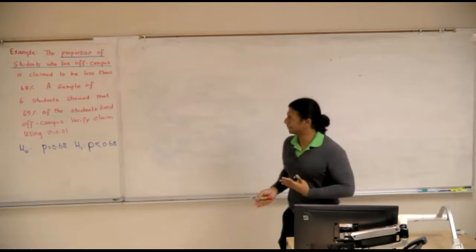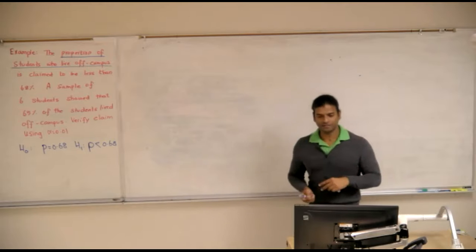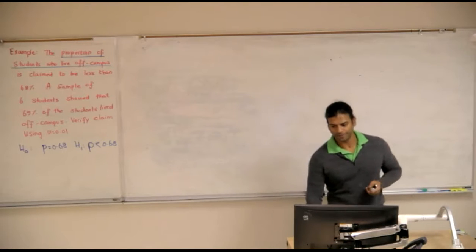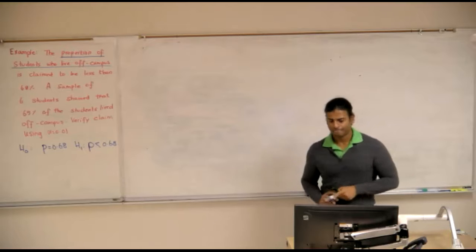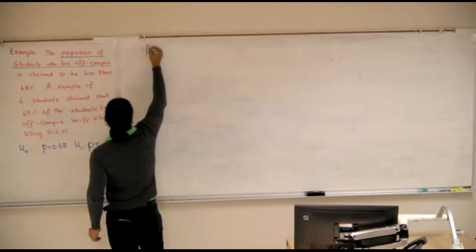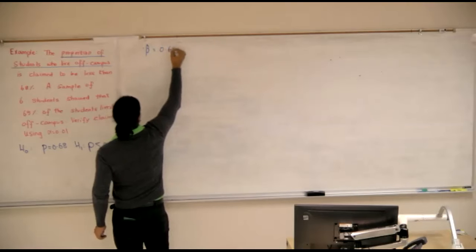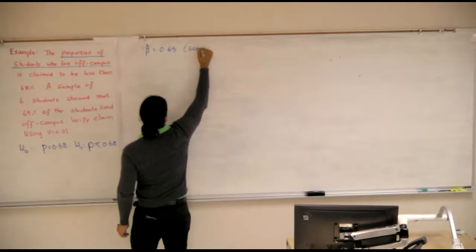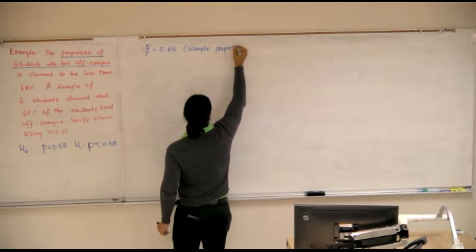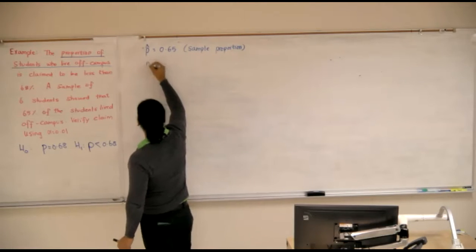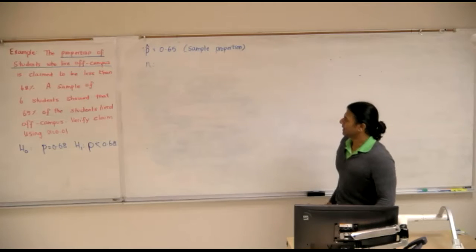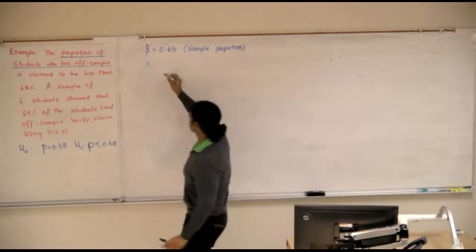We got a sample. The sample of 6 students showed that 65% of the students lived off campus. P hat is given in this problem, which is 0.65, the sample proportion. And the number of students that we used in the sample is n. n is 6.